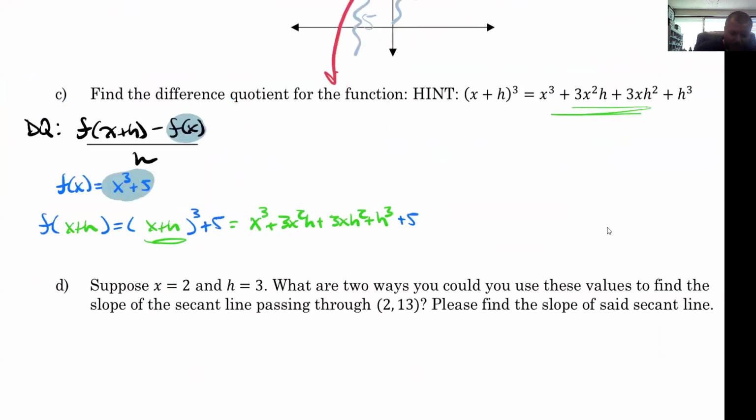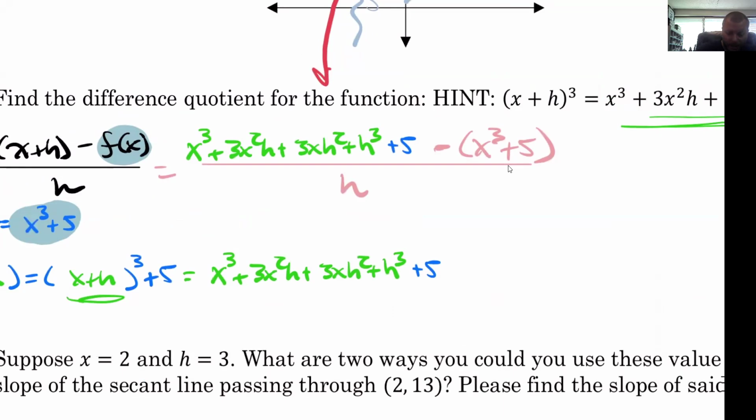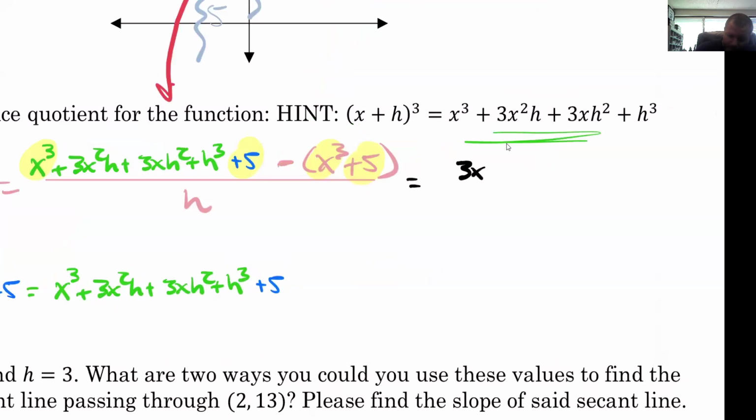So now if I plug things into my difference quotient, I'm going to have f of x plus h, which is this thing right here, and I'm going to take away my f of x, which was x cubed plus 5. And this whole thing is divided by h. Remember, if we're working with a polynomial, this whole f of x term should cancel. That's a pretty easy giveaway that you've done something wrong if you have, say, an x cubed that lives on, or a 5 that lives on. I'm subtracting x cubed and x cubed, so those cancel. I'm subtracting 5 and 5, so those cancel. So the only thing left over is 3x squared h plus 3xh squared plus h cubed, all over h.